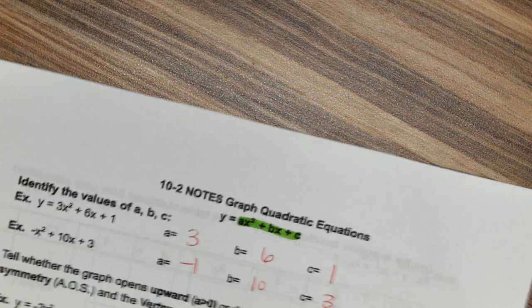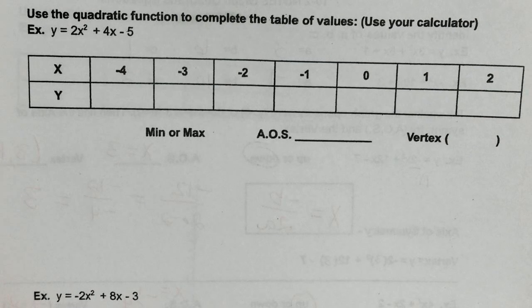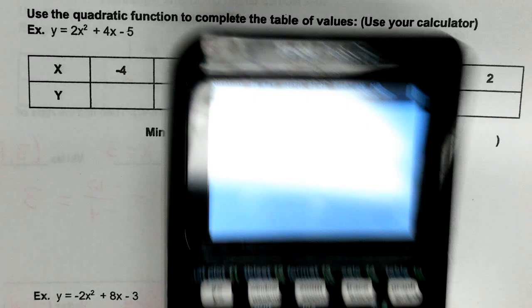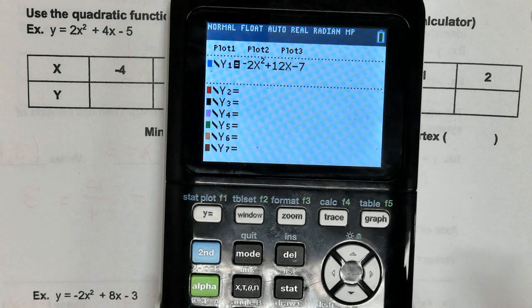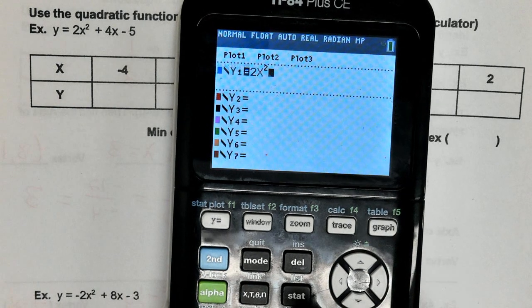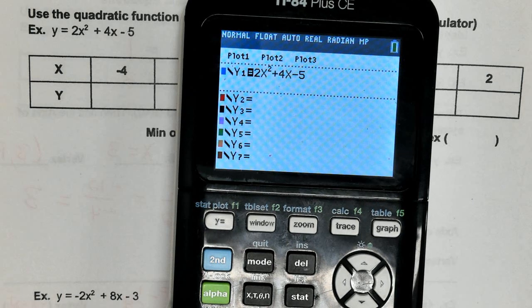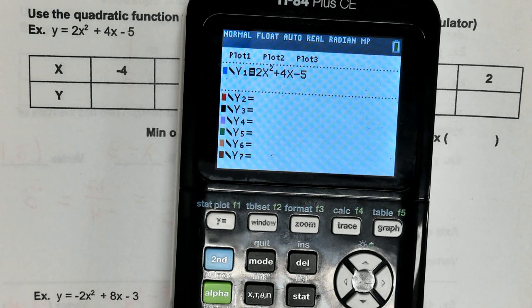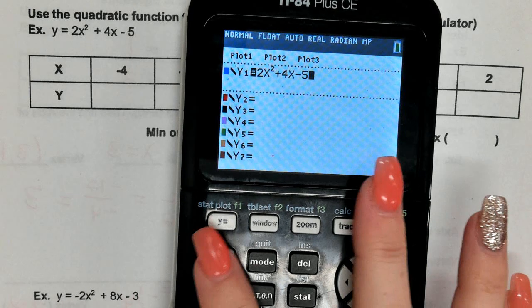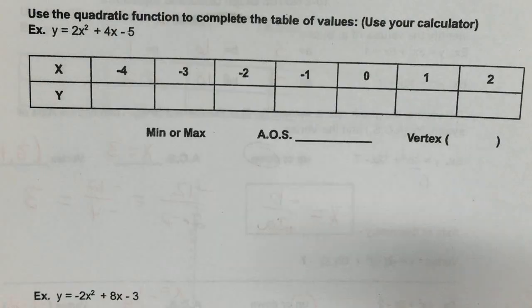All right, flip to the back. It's going to get really easy. Use the quadratic function to complete the table of values. They want you to use your calculator. So here we go. Let's go complete the table of values. So go to y equals, type the equation in. Go to the table and complete the table.